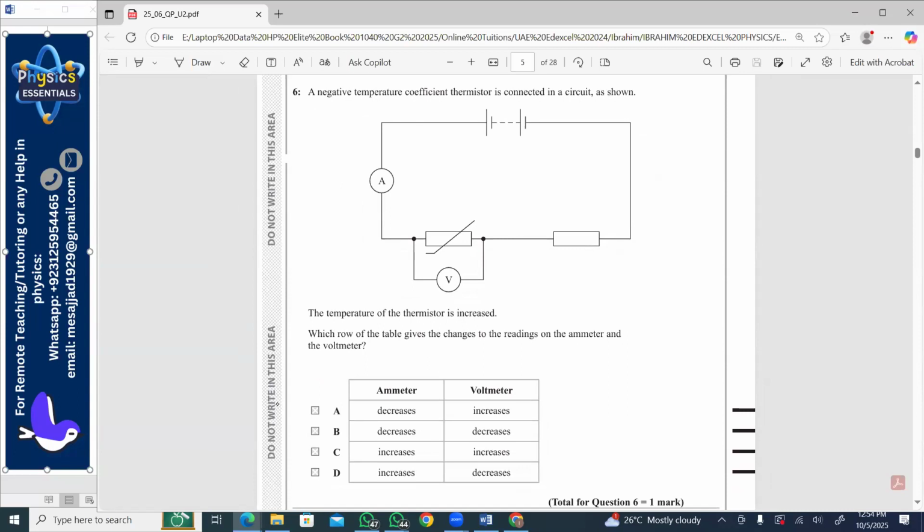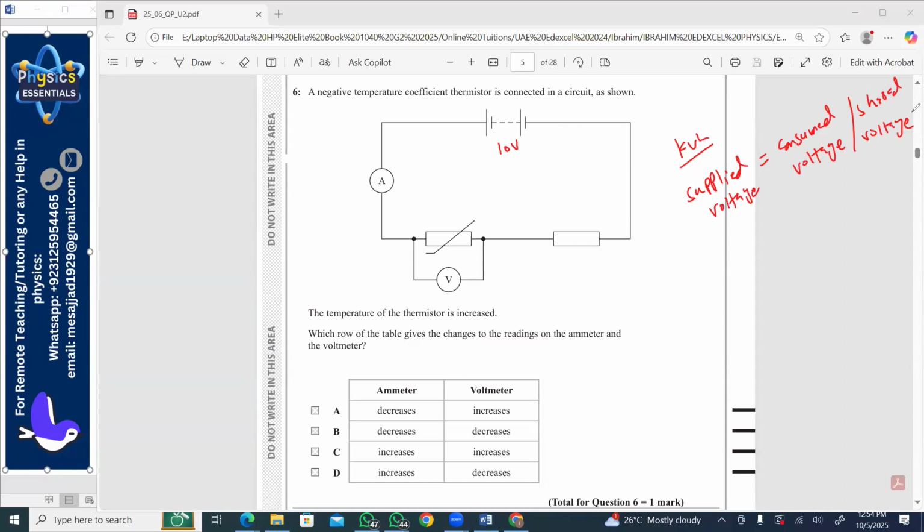So you need to take the dummy numbers. First of all, just consider that this is a 10-volt battery, and according to KVL, whatever the supplied voltage is, it will be shared by the components of the circuit. So supplied voltage is equal to the consumed voltage, or you can say shared voltage, because they are going to share this voltage. So voltage is basically energy supply, and they are like eaters of energy, because they're resistors, they will eat the energy.